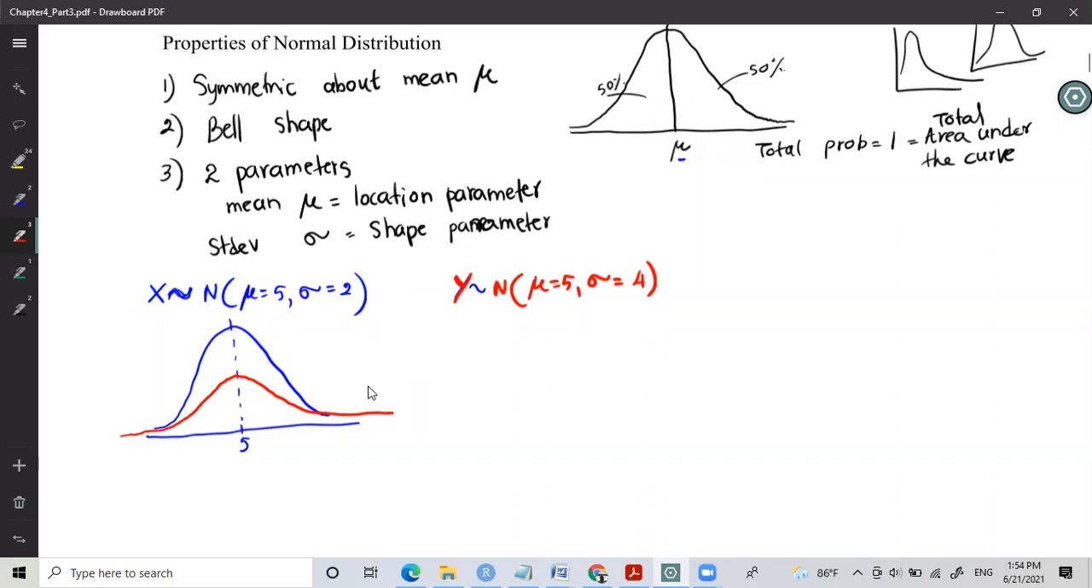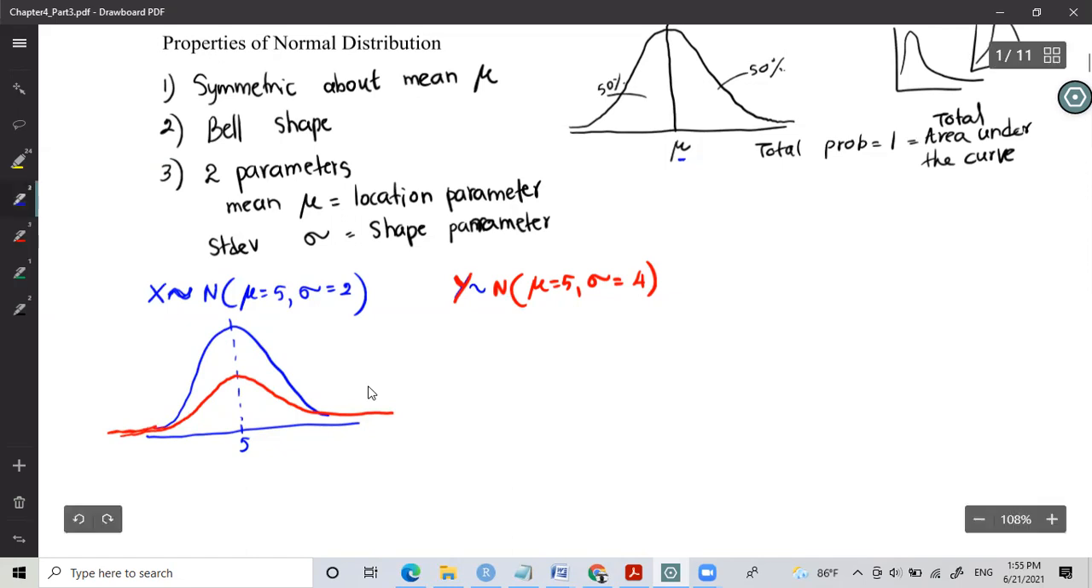Anyway, the total area under the curve should be 1. So it is not like this curve is half of the blue one. Red is not half of the blue one. It goes somewhere there. Anyway, the total probability will be 1. So you can see the difference, right? Same location but different shapes. So that is why sigma is called the shape parameter.